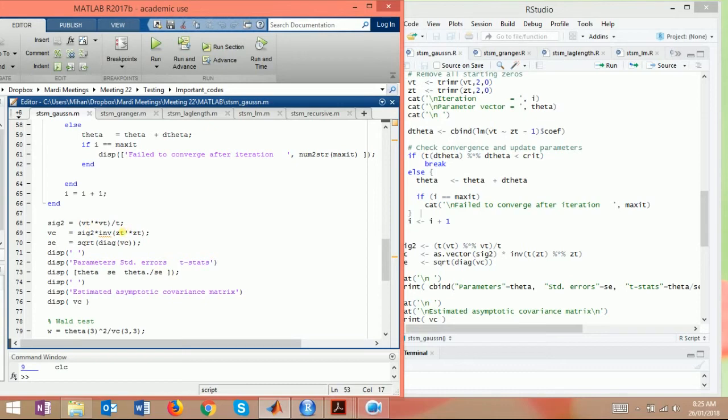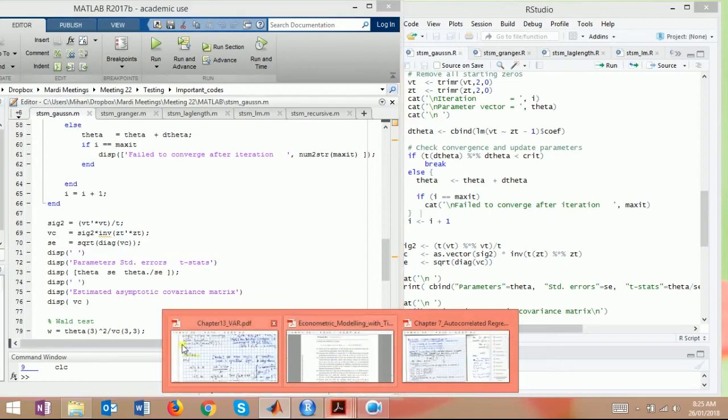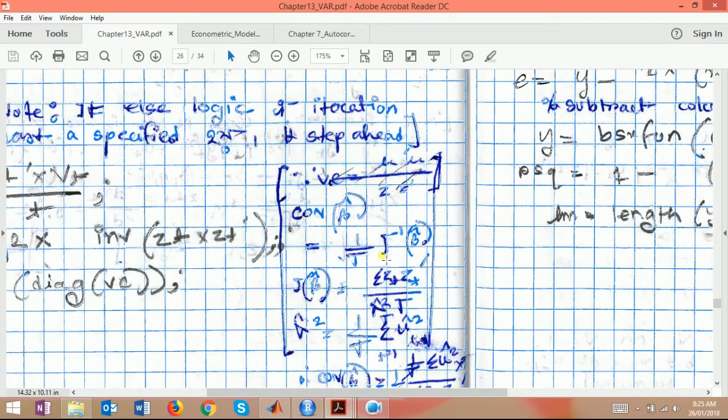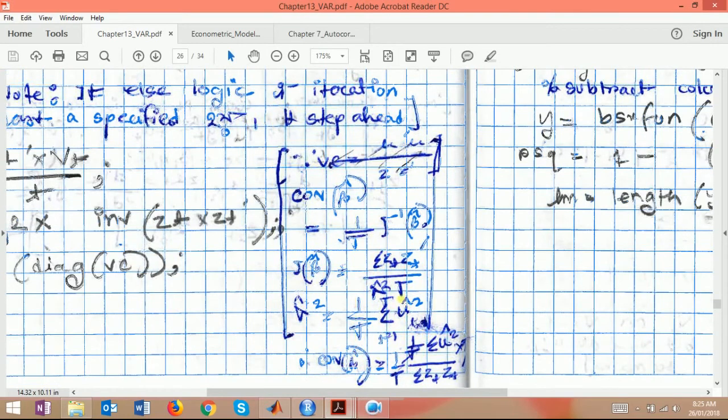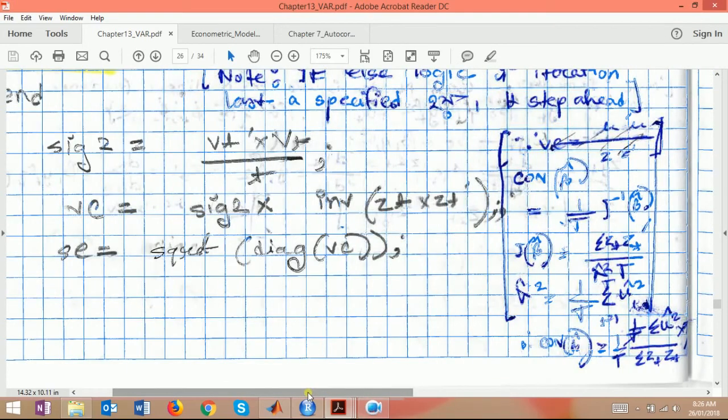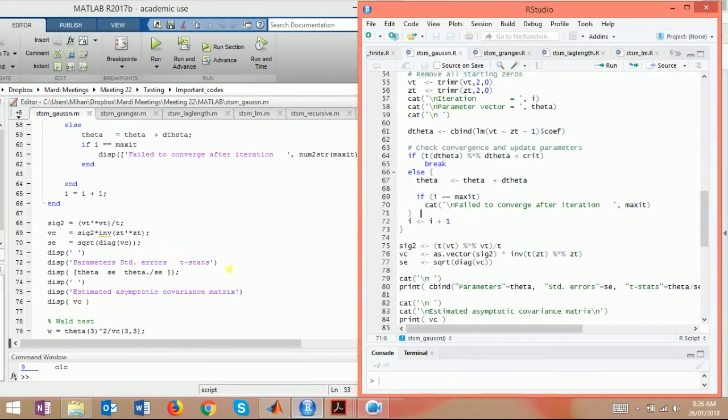Using v, sigma square is v transpose v divided by t, and the variance covariance is sigma square times the inverse of z z transpose. Okay, how are we getting this? Indeed, we need to go back to our theoretical notation. See, the covariance of beta hat is z z transpose divided by sigma square t. So sigma square hat is the variance, mu squared by t, and the covariance is mu square by z transpose, multiplied by sigma square. The standard error is the square root of the diagonal of the variance covariance matrix. So that is what we have found here.